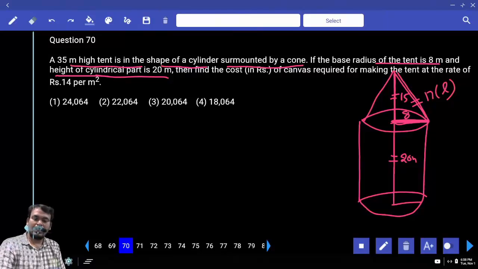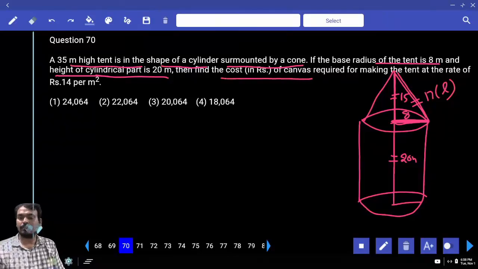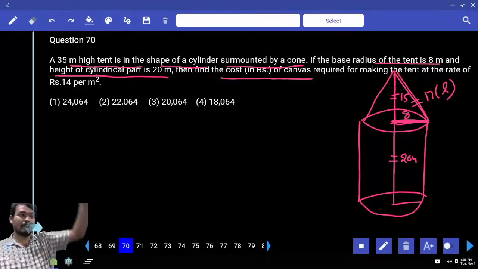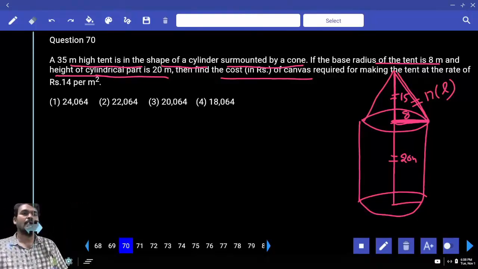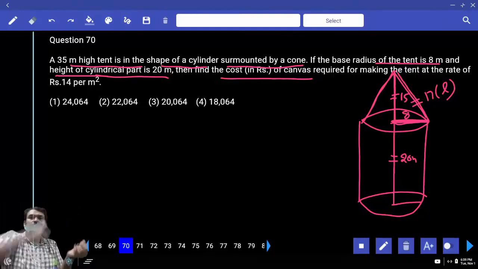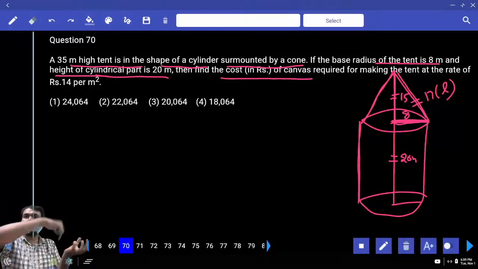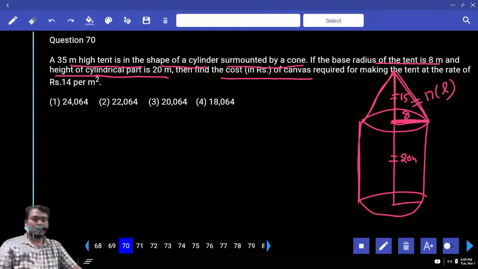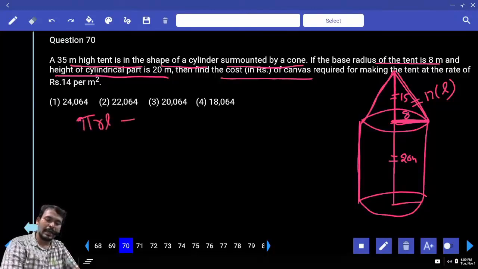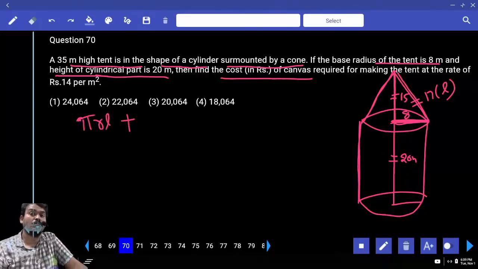What is the question here? Find the cost of canvas required for making the tent at the rate of 14 rupees per meter square. Required canvas cost means we need only the outside area. For the cone, it is the curved surface area. For the cylinder also, outside means only the curved surface area. The curved surface area of a cone is pi r l.